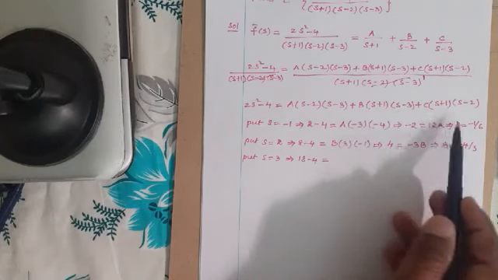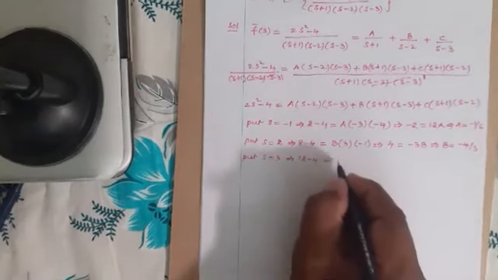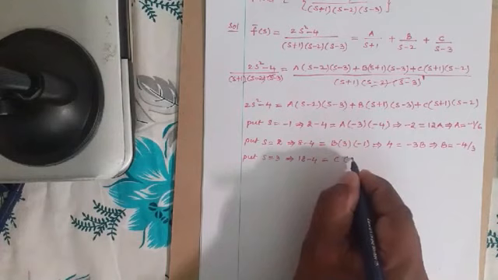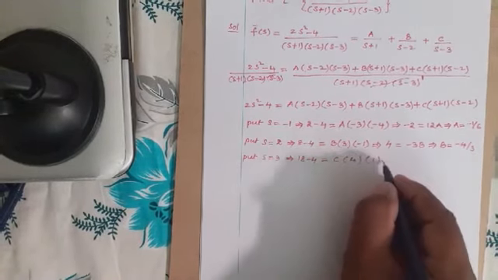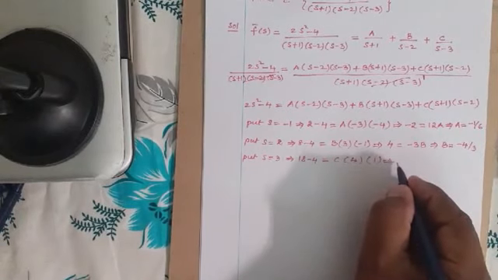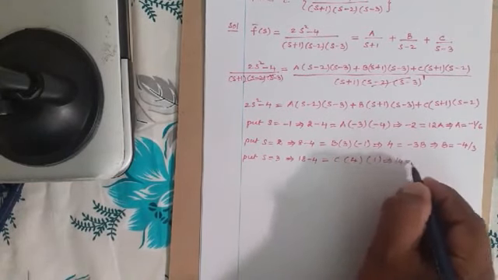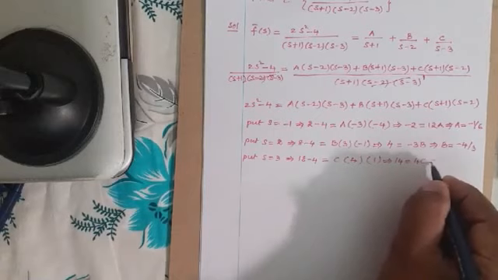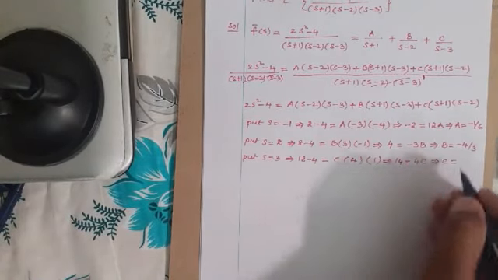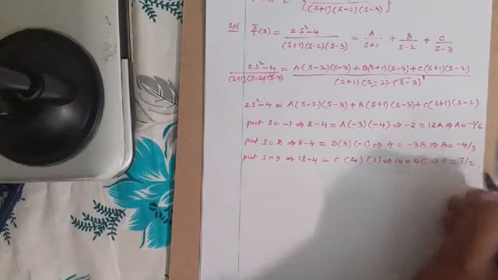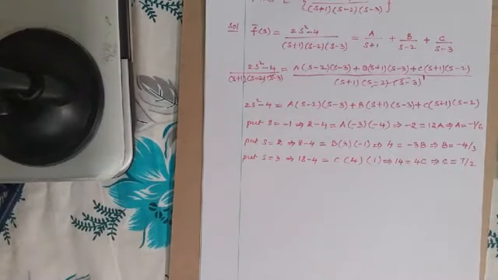also becomes 0. Now here you get c into 3 plus 1 is 4 and 3 minus 2 is 1, so this implies you get 18 minus 4 is 14 is equal to 4c. This implies c is equal to, now when you cancel this you get 7 by 2. Now you can see here we got a, b, c values.